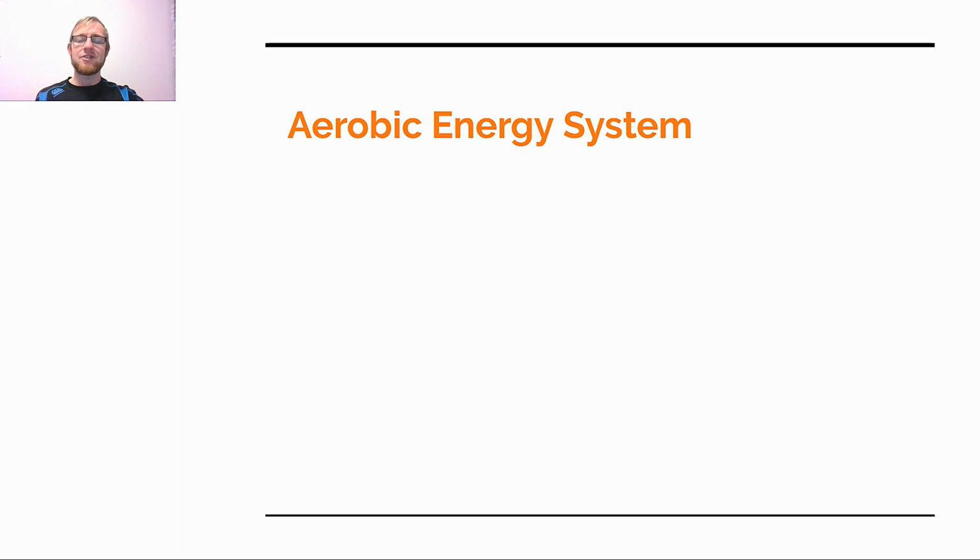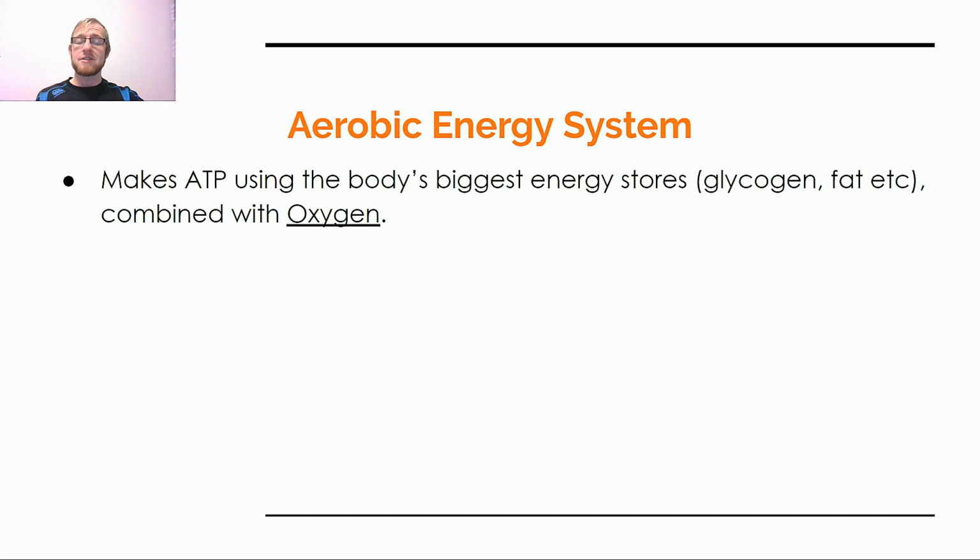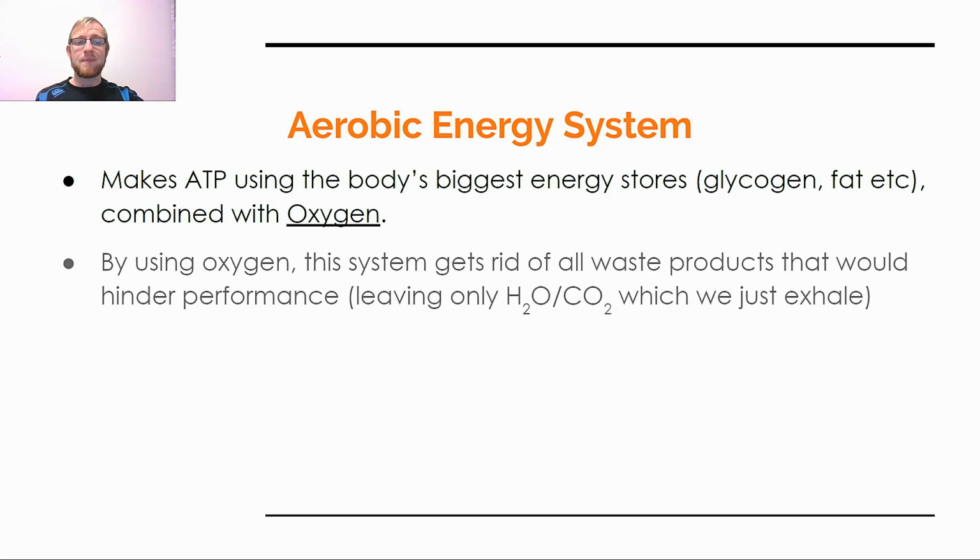Alright, let's look at each energy system a little bit more in turn. The aerobic energy system makes ATP using the body's biggest energy stores, that is glycogen and fat, and it combines these with oxygen to create ATP. By using oxygen, the system is really efficient. It gets rid of all the waste products and buildup that would otherwise hinder performance. It leaves only water and carbon dioxide, which we know come out of our body just in our breath. That's the only waste products.